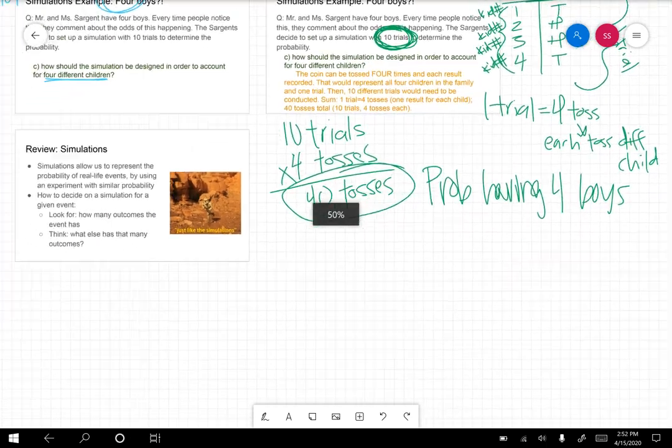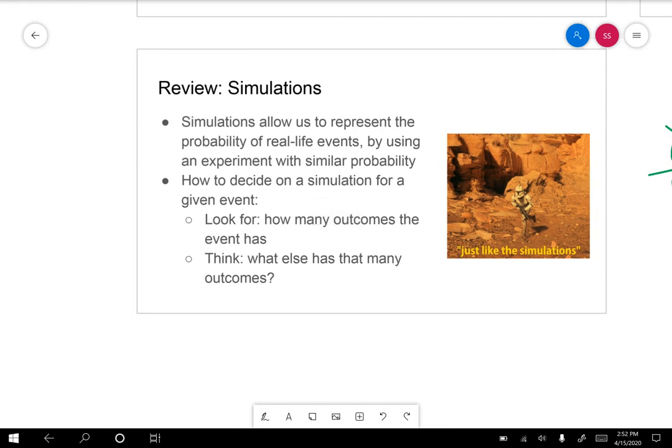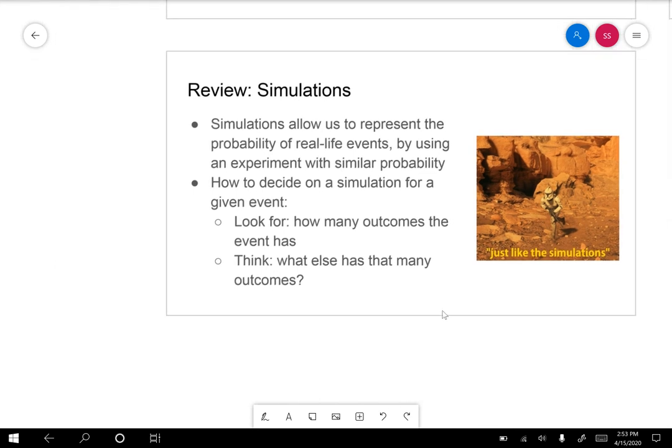I hope those examples help, but let's just review the important information really quick. Simulations basically allow us to represent the probability of real life events that would be really hard to actually do, like tossing a coin 1,000 times. And they allow us to do this by using an experiment with similar probability. So if it's a 50-50, you use something with 2 outcomes. If there's 4 outcomes in the original event, you use 4 outcomes in the simulation.